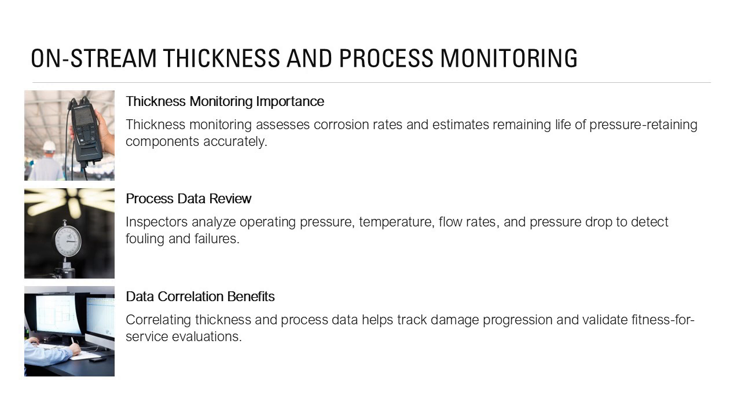In addition to physical measurements, inspectors should review process data such as operating pressure, temperature, flow rates, and pressure drop across the exchanger. Changes in pressure drop may indicate fouling, blockage, or tube failures. Correlating thickness data with process conditions helps inspectors understand damage progression and validate assumptions used in fitness for service evaluations.